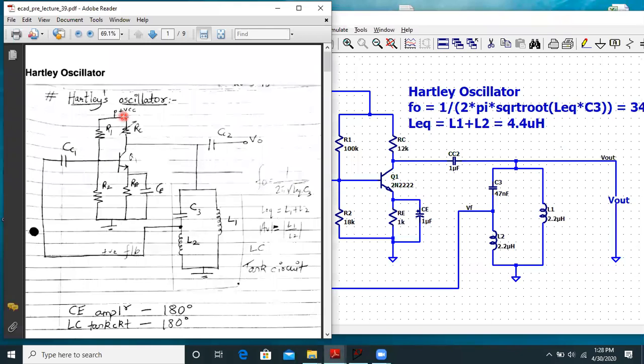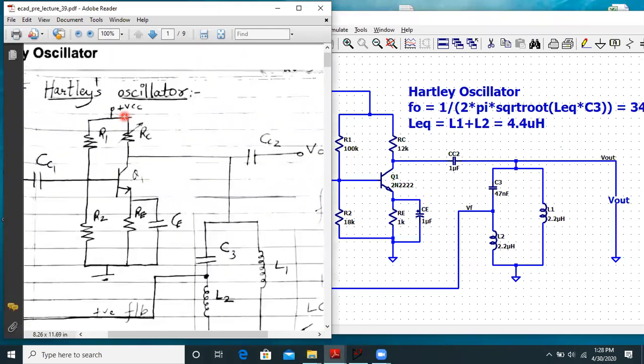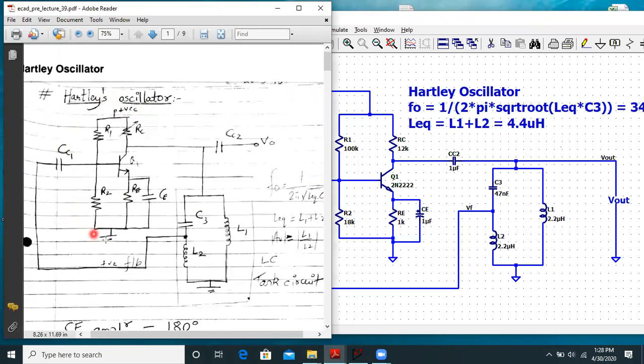I don't know if this diagram is visible or not. Yeah. So this is a general structure of a Hartley oscillator. It consists of an amplifier consisting of resistors R1, R2, RC, RE, CE, and an active device, that is BJT, NPN BJT. And the feedback network consists of an LC tank circuit consisting of inductor L1, L2 along with C3.